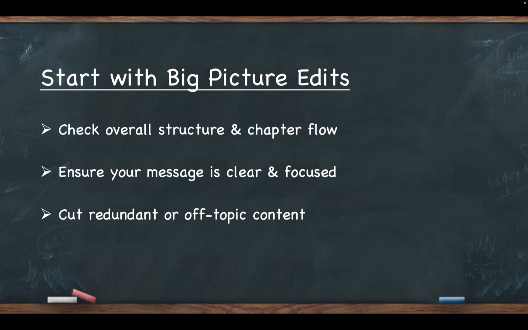Also, when doing the big picture edits, ensure that your message is clear and focused on a large scale, right? Ensure that what you're saying is well communicated. Let's say you're trying to write a book on wealth, and before you know it, you're already talking about airplanes and whatnot. Ensure that your message is clear, focused, not ambiguous, not vague, right? Also, you cut out every redundant or off-topic content. So if you see that you're spilling too much about a particular topic that maybe you're personally passionate about, but it's actually not in line with what you're trying to do with the book, you cut out stuff like that. That's what happens in the big picture edits, and that's where you start from.